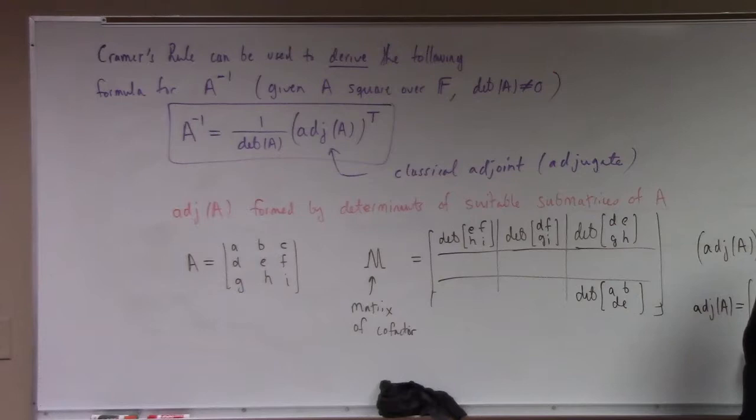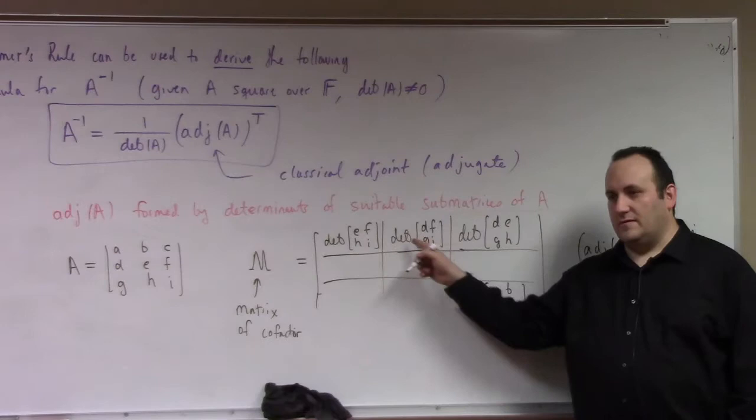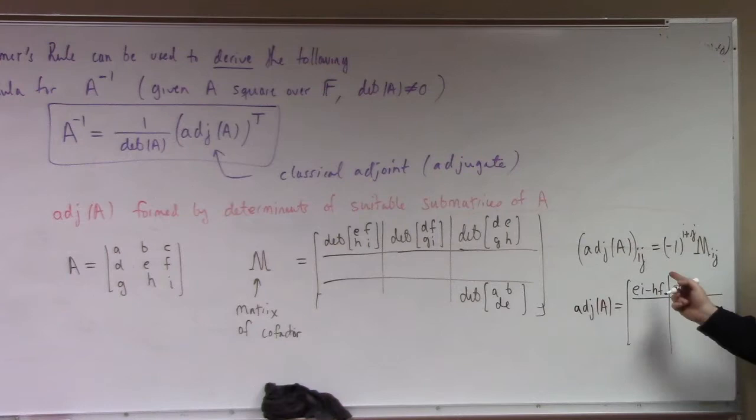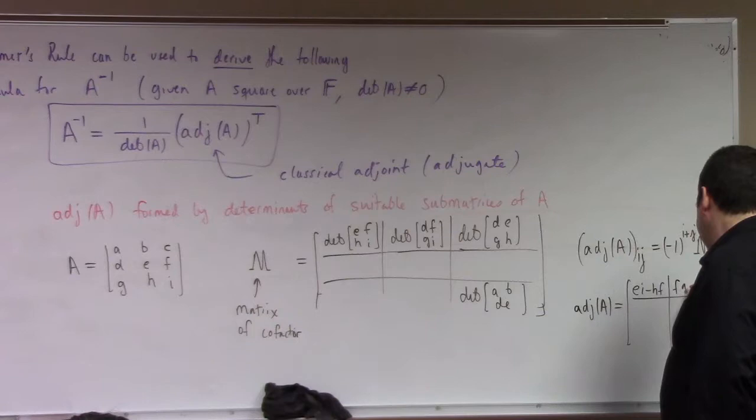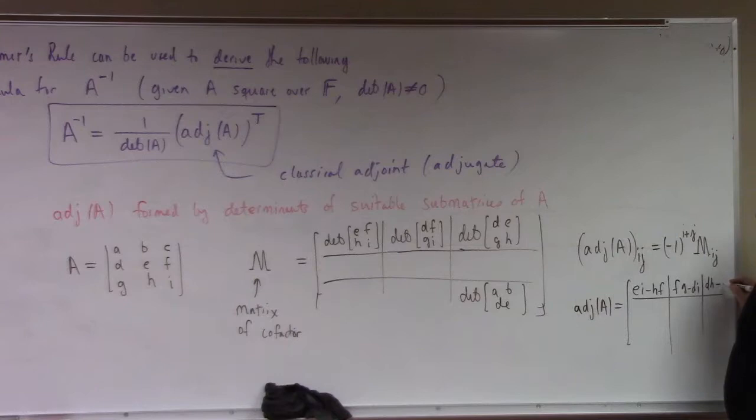the adjoint of the matrix I just wrote down would be something like EI minus HF, right? And then the second one we multiply by minus, because this picks up the sign of minus 1 in the spot here, because we got 1 plus 2, which is 3. So that ends up being FG minus DI. And then this one would be DH minus GE, and so forth.